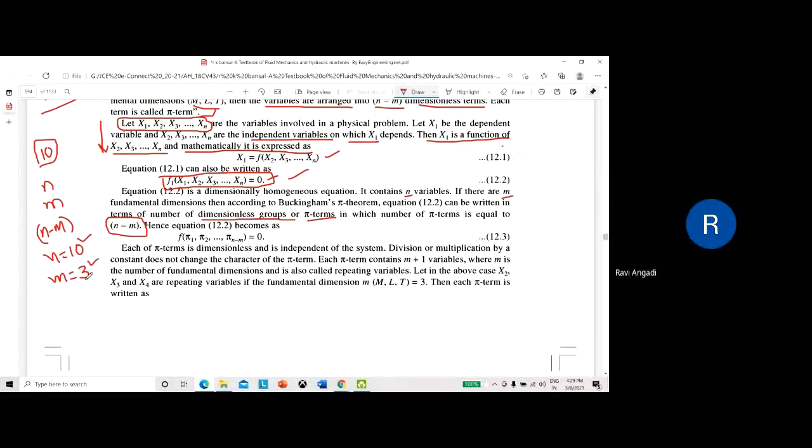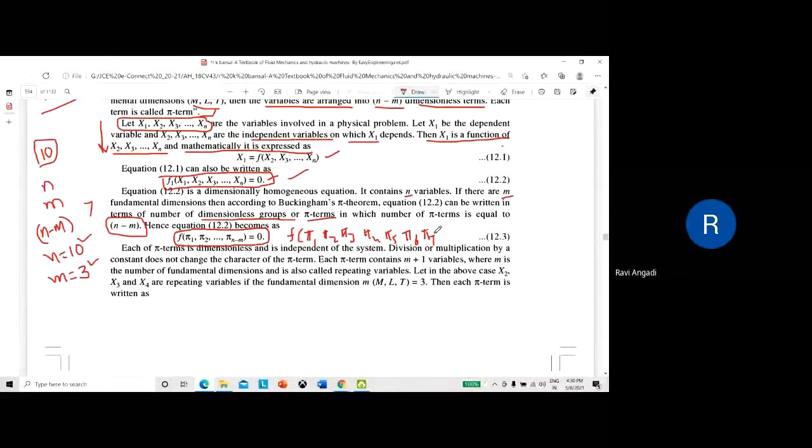Once you get the number of pi terms, those pi terms are expressed in terms of a functional relationship like this. Did you understand? Look here. Once I know there are n variables and m fundamental dimensions, the pi terms number n minus m. For example, with 10 variables and 3 fundamental dimensions, 10 minus 3 gives 7 pi terms. Then I should write f of pi 1, pi 2, pi 3, pi 4, pi 5, pi 6, pi 7.